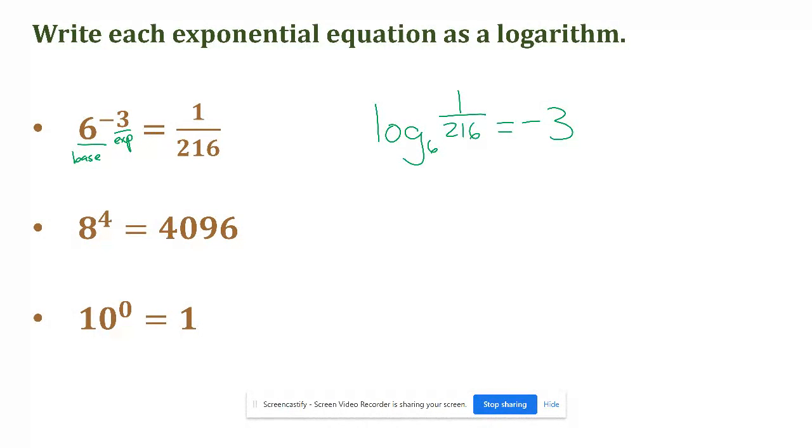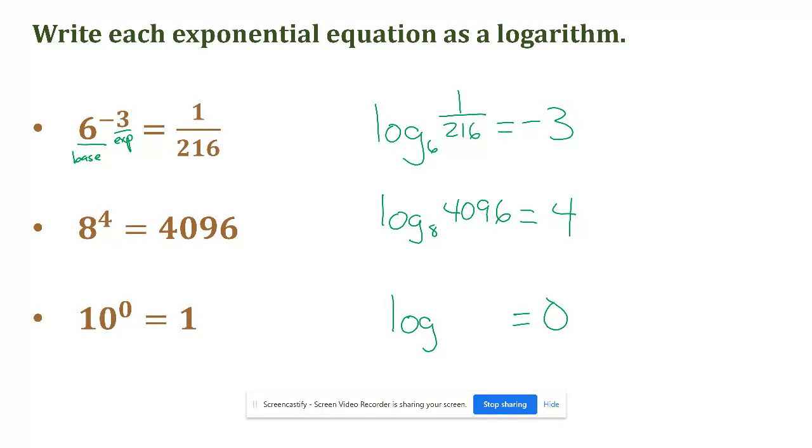So here we've got 8 to the 4th power equals 4,096. 8 is the base. It goes next to the log. 4 is the exponent. It goes on the other side of the equal sign. And then we're going to take the log of 4,096. So that goes right there in the middle. The last one, we have a 10. And so we know with a 10, we don't write the base. We just write the word log. Our exponent is 0.